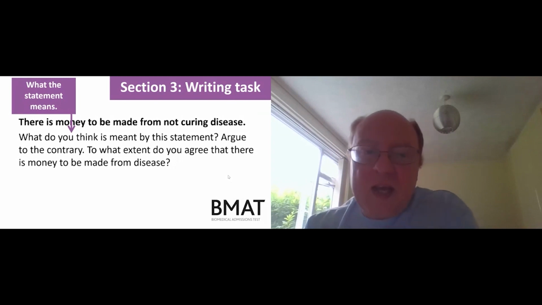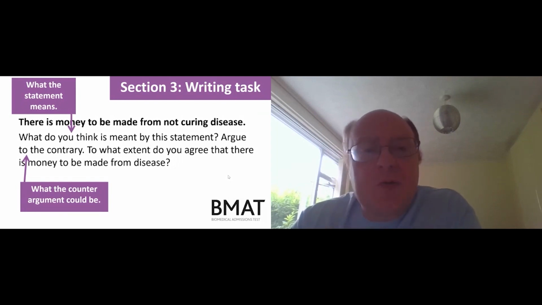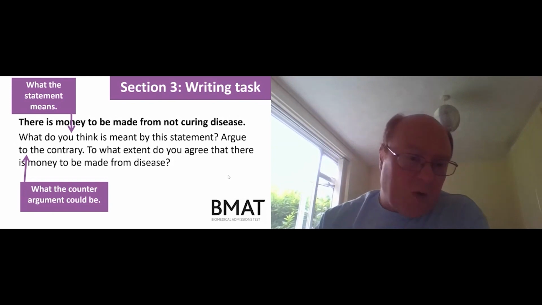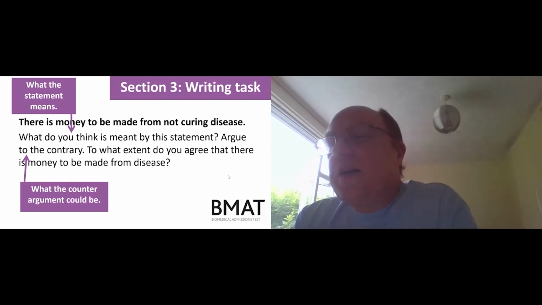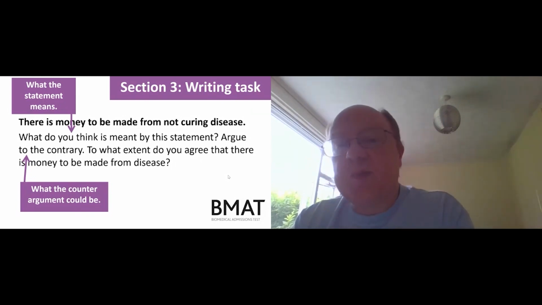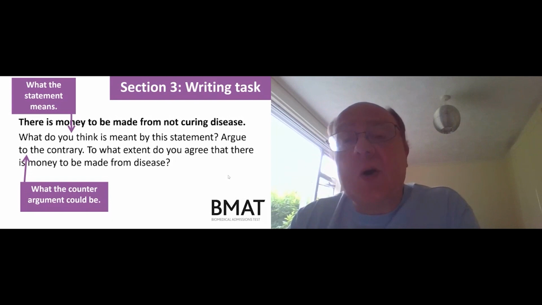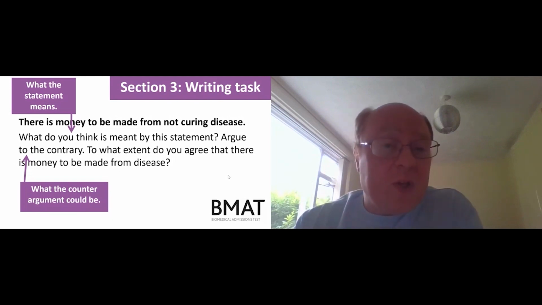The second part will often ask you to construct a counter argument. So say a counter point of view, an alternative point of view to that which is being expressed in the statement. So here you might say, well, actually, if it was known that pharmaceutical companies weren't finding cures for diseases, they were just investing in finding things to relieve the symptoms, then people would stop buying their products, and so they would no longer make money. So that's a counter argument to the statement that there is money to be made from not curing disease.